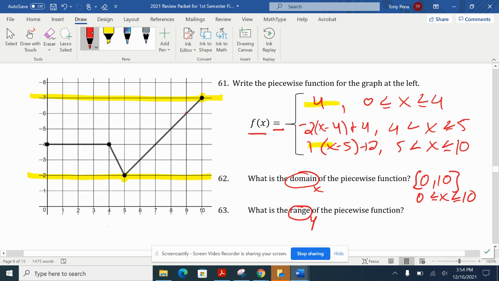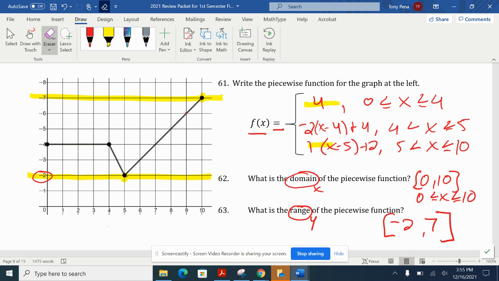My range, the lowest y value is right here. That's the y value of a -2. So I'm going to use a bracket, -2. And then I hit all the y values until I hit here, and that y value is 7. So 2 to 7. Did I say -2? It should be +2.